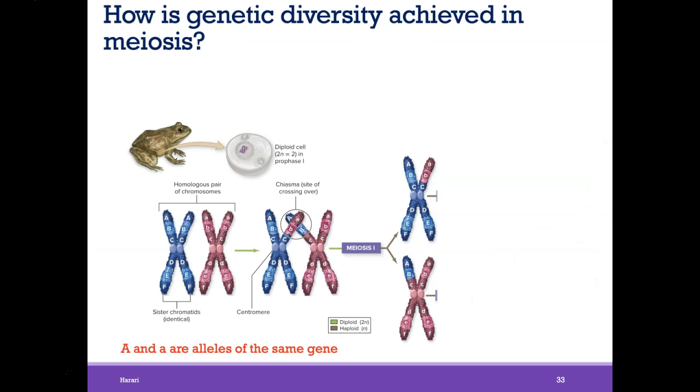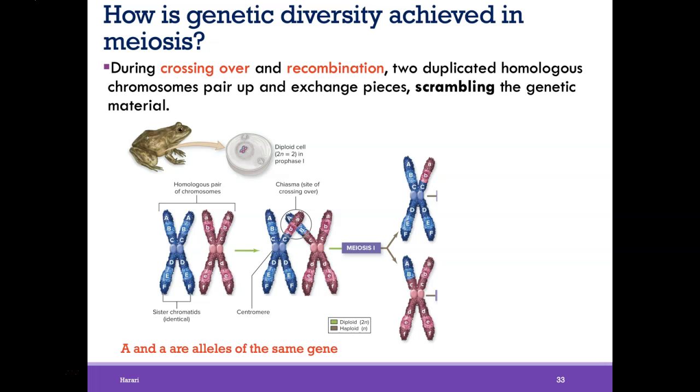So now we can discuss how genetic diversity is achieved in meiosis. What's the whole point of sexual reproduction? Diversity. So how is that diversity achieved? It's during crossing over and recombination. During meiosis I, specifically in Prophase I, 2 duplicated homologous chromosomes pair up and exchange pieces, literally physically exchanging genes. And this will scramble the genetic material, mixing and matching different alleles.